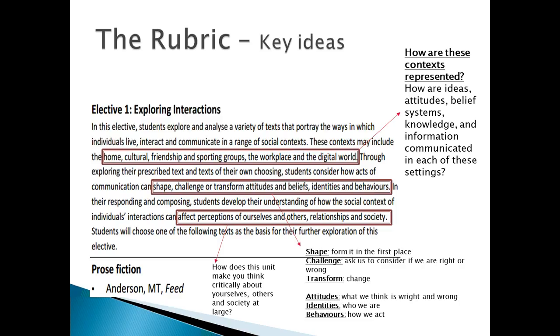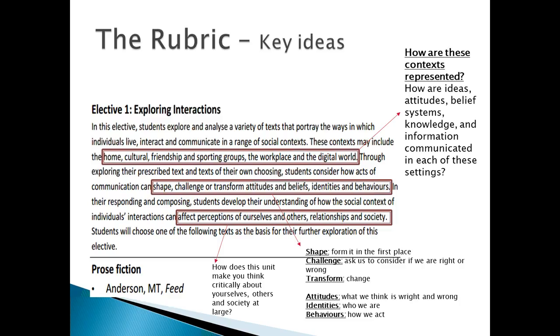Then we've got 3 things that could be shaped, challenged or transformed, and those are attitudes, so what we think is right and wrong, our identities, who we are, and our behaviours, how we act. And each of those can be linked together. So attitudes can be shaped, challenged or transformed. Identities can also be shaped, challenged or transformed, and behaviours can be shaped, challenged and transformed. So if you are asked to write about attitudes and beliefs, for instance, you would need to talk about how the attitudes were first shaped, how they were challenged, and then how they were transformed.